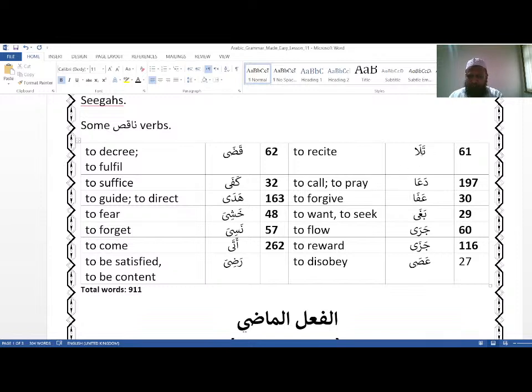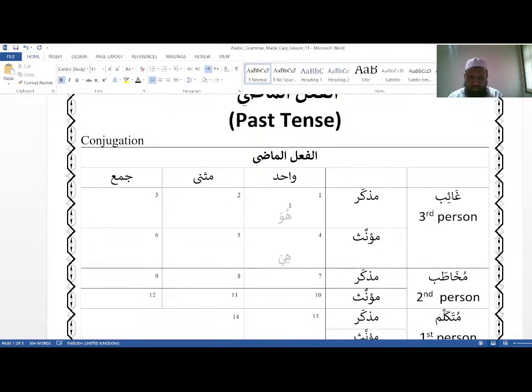So let's take da'a, one of the famous verbs. The fail comes 197 times. Da'a yad'u, to call. Let's go through, make al-madi. So it was wow, the original letter was wow. Da'awa, this was the original letter, wow.